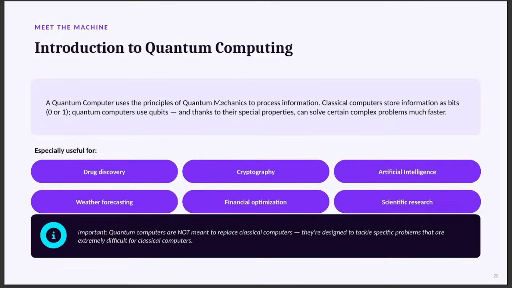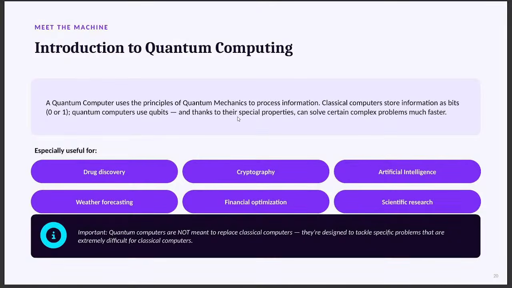Don't worry. A classical computer stores information as bits. Already you know what those bits are, 0 or 1. But a quantum computer uses qubits. That is the first difference. Classical computers use bits, whereas quantum computers use qubits. That is the new notation coming into the picture. A qubit is different because it follows the rules of quantum physics, which I have mentioned: superposition, entanglement, etc.